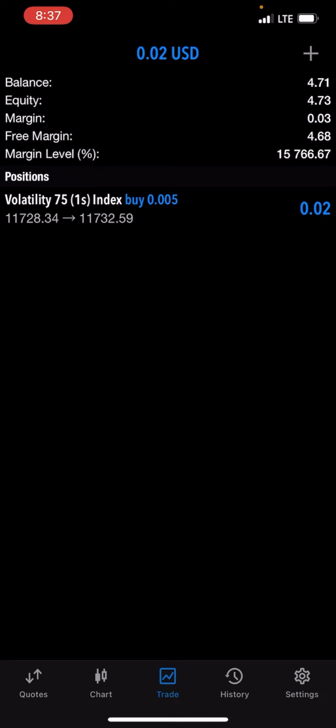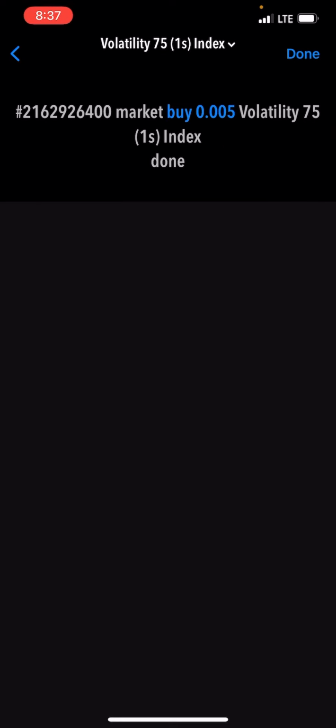And how do you calculate the free margin? Your equity minus the margin will give you the free margin. We'll have 73 here. Equity is 73, and then the margin is 3. So therefore, it gave us a free margin of 4.68. So let's say I'm adding a buy. Like I said, I'm going to put 10 buys. Let me add 5 first.